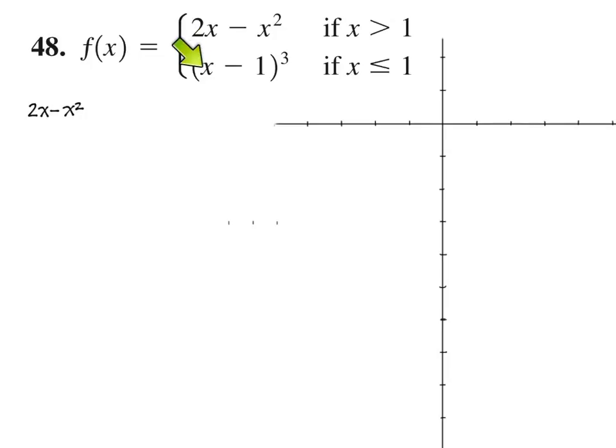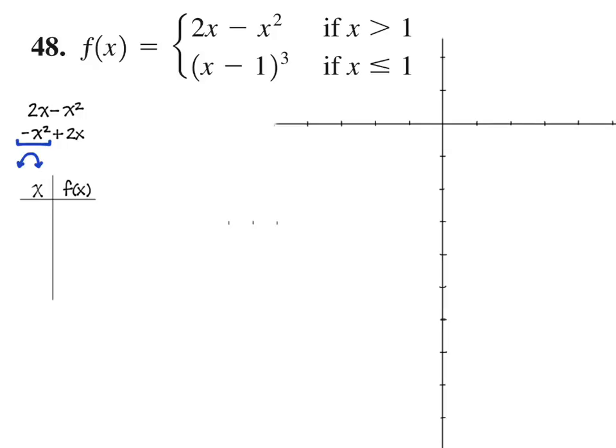Then we have this other part that's a cubic. It's x minus 1 quantity cubed, only when the x values are less than or equal to 1. So I'm going to look at the function first here, 2x minus x squared. And I'm going to rewrite that because I prefer to write the x squared first because it helps me see that this is a quadratic, a parabola. And since this x squared is negative, I know it's going to be a downward facing parabola.